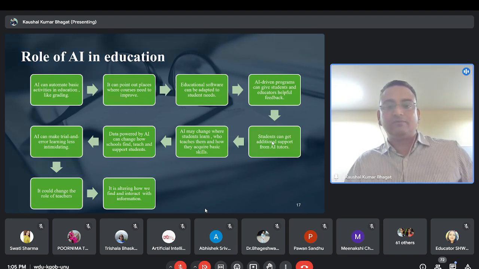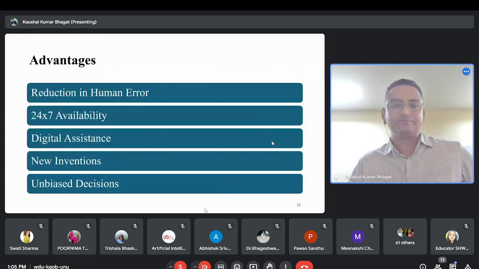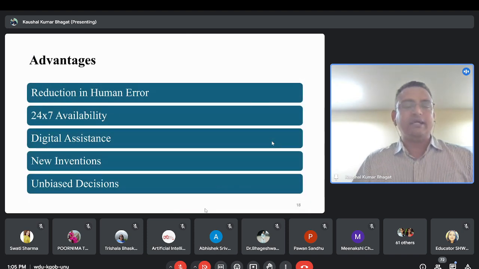I am just sharing one experience: in Taiwan, which is one of the developed countries, there was some talk about implementation of a technology, and the first question the teachers asked was whether it is helping me, whether it is reducing my time, whether it is reducing my workload. If yes, then only I am going to use this type of technology. Otherwise, the teachers will be very reluctant to use any type of technology. So with artificial intelligence, we also need to see how it is going to support the teachers. Now, there are different advantages.